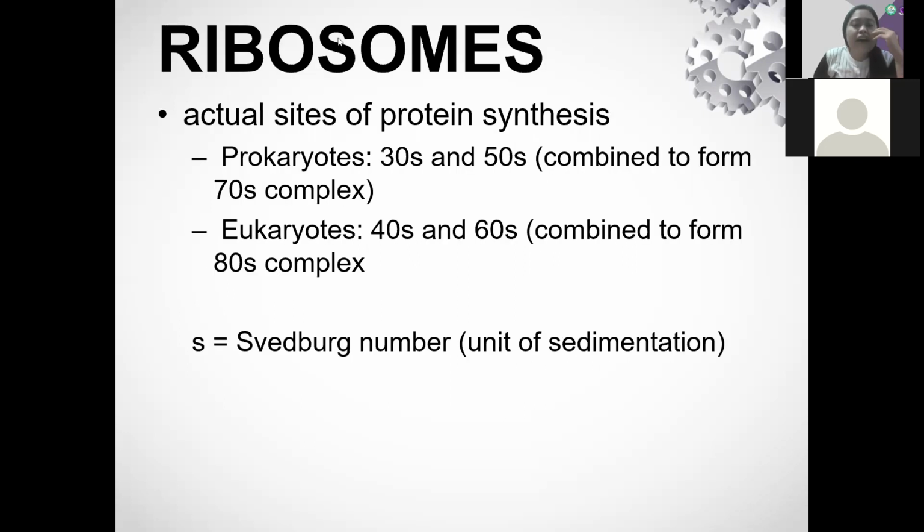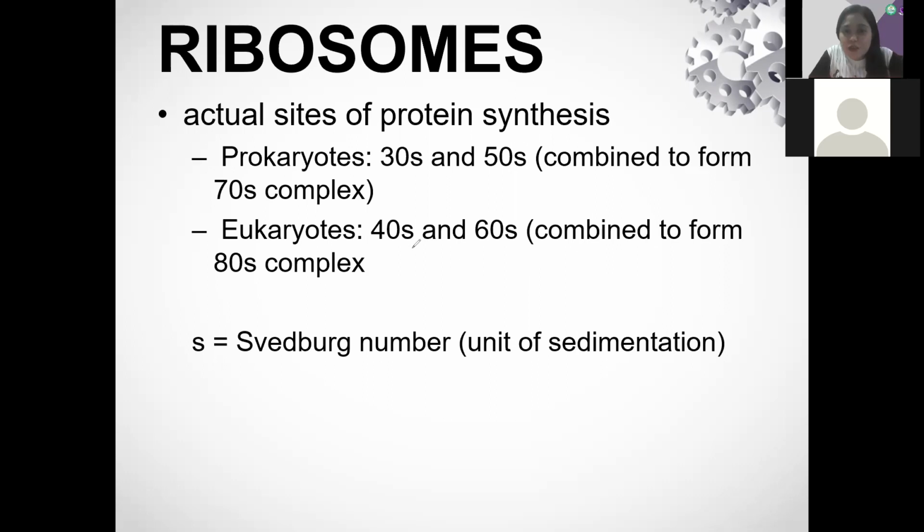Okay, but anyway, now we have talked about ribosomes. These are the actual sites of our protein synthesis. And we have types of ribosomes. For prokaryotes, that is 30S and 50S, and that is collectively called the 70S ribosomal complex. But for the eukaryotes, it's 40S and 60S, which is combined to make the 80S complex. S there is referring to Svedberg number, which is the unit of sedimentation.